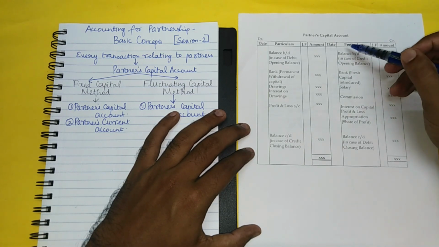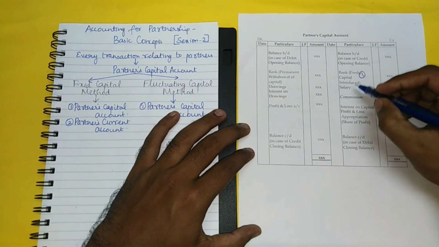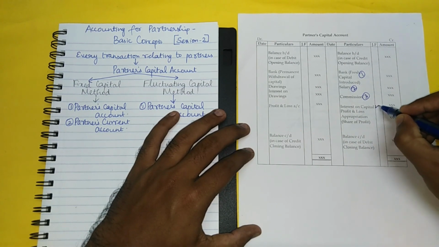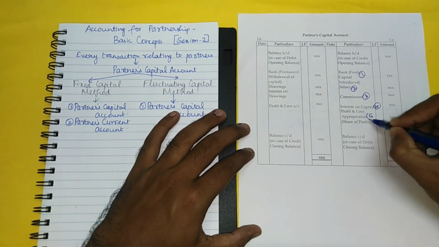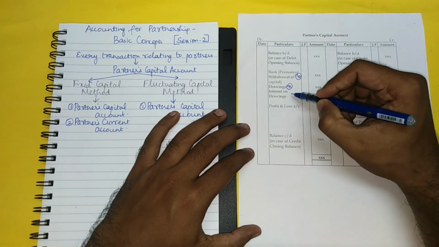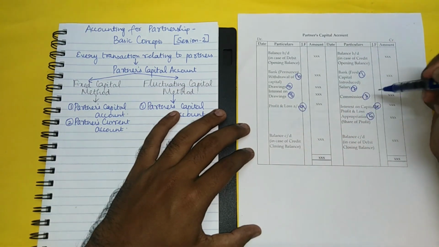So this partner's capital account under the fluctuating capital method is a composite of the 2 accounts, that is the partner's capital account and partner's current account under the fixed capital method. So let us list the number of items in the partner's capital account under the fluctuating capital method. So fresh capital 1, salary 2, commission 3, interest on capital 4, profit and loss appropriation 5, permanent withdrawal 6, drawings 7, interest on drawings 8, profit and loss 9. So you are having totally 9 items.